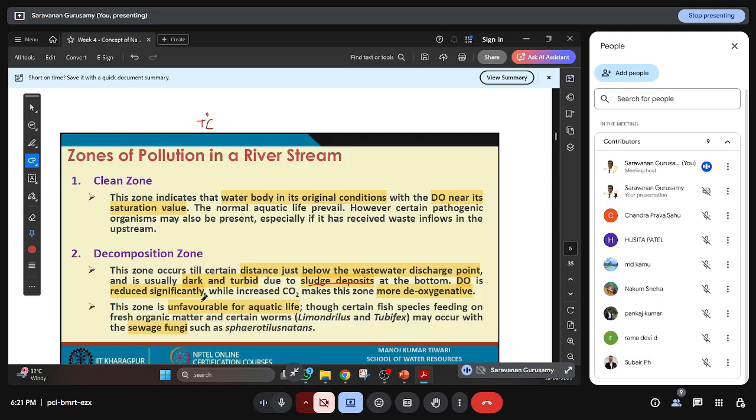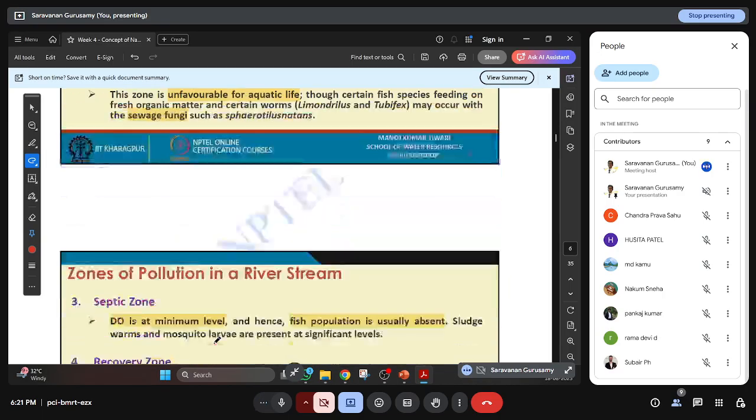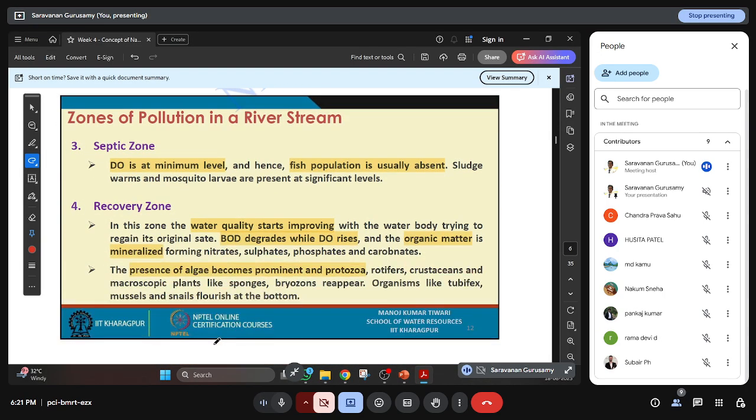So all the microbes will take the DO. So DO will decrease and more deoxygenation will happen. It is unfavorable for aquatic organisms, only sewage fungi will be there. Fishes will start dying. Then in the septic zone, the DO will be very minimum. For the fish to live, what is the minimum DO required? 4, right? Whenever the DO is greater than 4 milligram per liter, only then will the fish live. Otherwise, the fish will die. So DO will be very minimum, so the fish population is absent. Only sludge worms and mosquito larvae are present in this kind of zone.